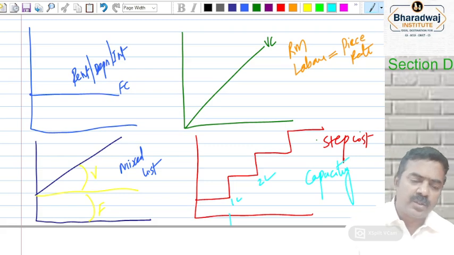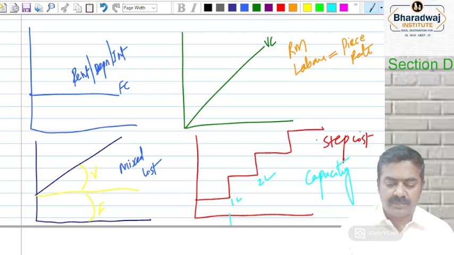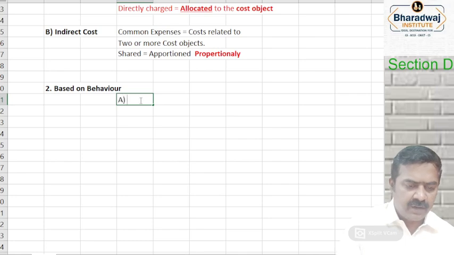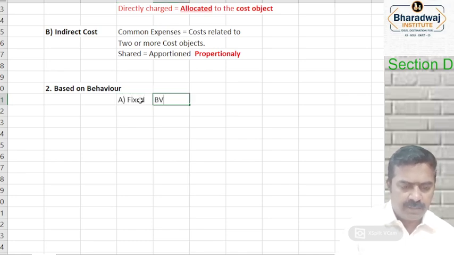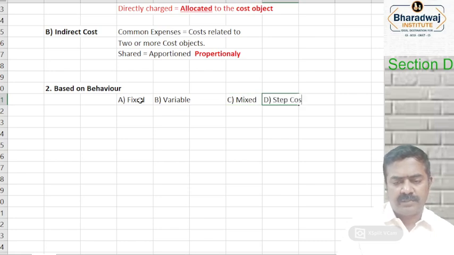Okay, in India, what is the word we use for mixed cost? Semi-variable cost. Okay. So based on behavior, we have done the cost analysis into which cost? A, fixed cost; B, variable cost; C, mixed cost; D, step cost.